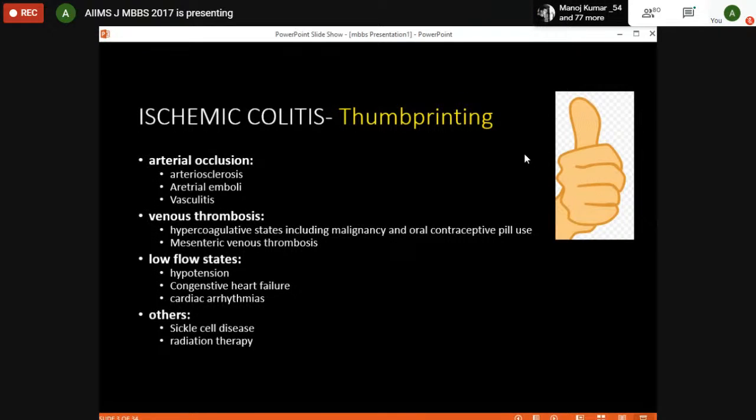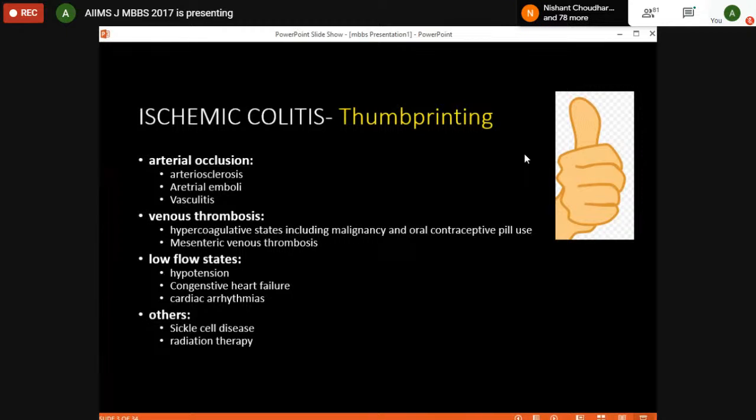Okay, we'll just see some of the causes. So ischemia can be either because there is compromise to the arterial flow, compromise to the venous flow, or it could be also because there are low flow states like hypotension. So when a patient is in hypotension, the pumping is not enough for the blood to reach there, right? So that is why the flow to the bowel is compromised in such cases.